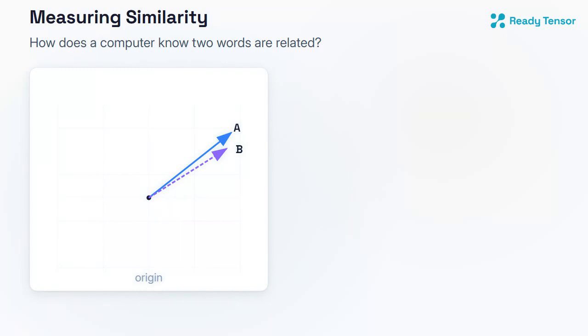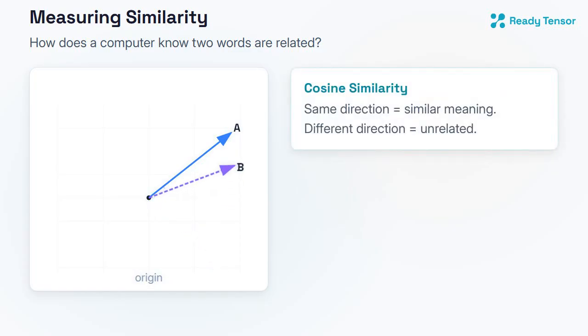We've been saying vectors are close or far apart, but how does a computer actually measure that? It comes down to direction. Picture two arrows starting from the same point. If they point the same way, the words are similar. If they point in completely different directions, the words are unrelated. This is called cosine similarity. There are other ways to measure distance between vectors, but cosine similarity is by far the most common.